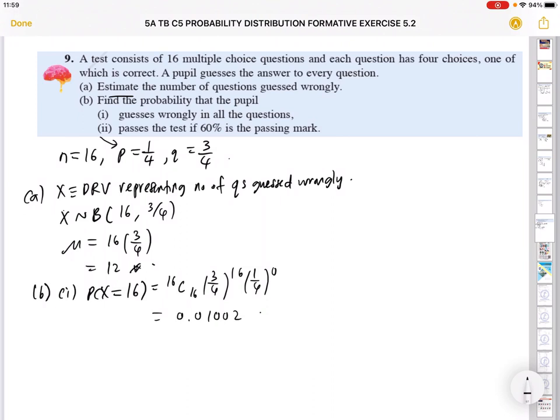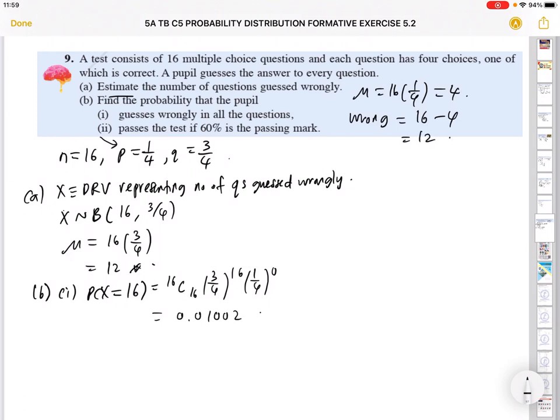By the way, if you don't want to redefine this, you can actually do it another way. You say, on average, I guess 16 times 1 over 4, I get 4 correct. So on average, how many do I guess wrongly? We take total, 16 minus 4, you get 12. Yeah, you can do that.